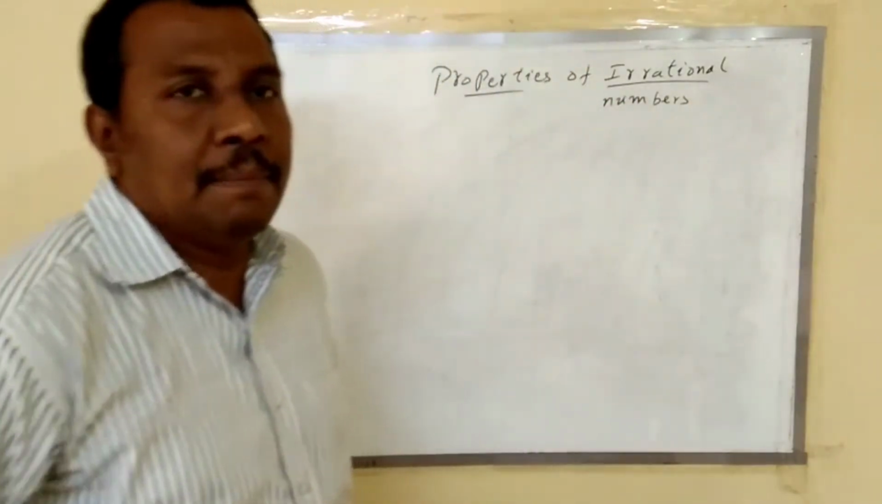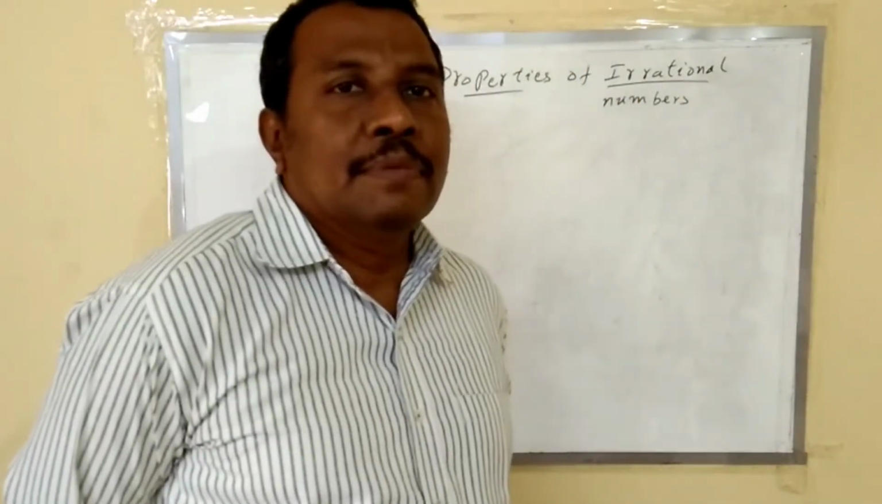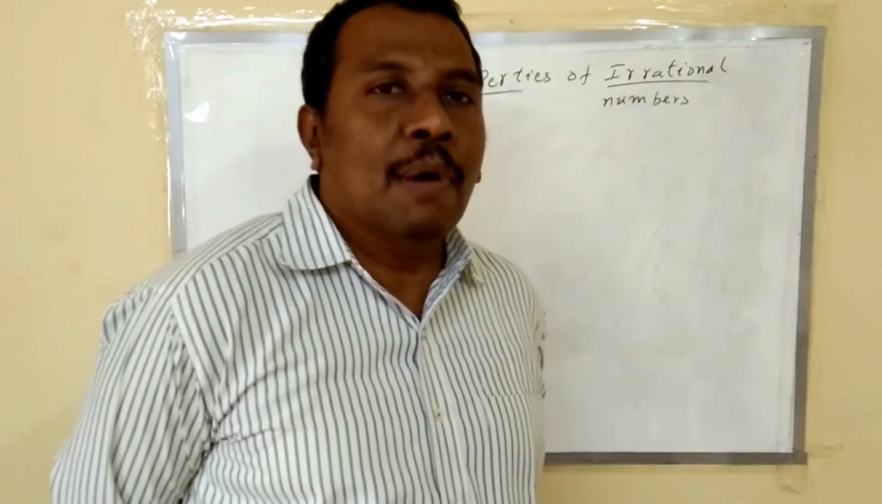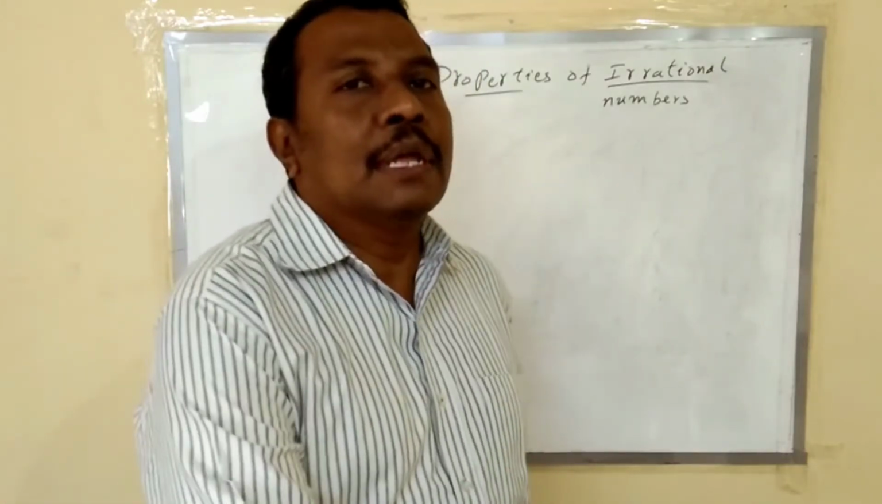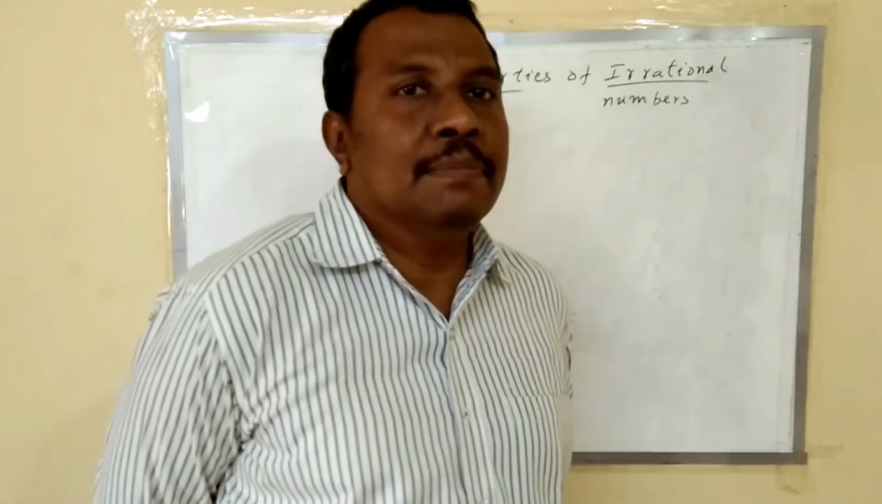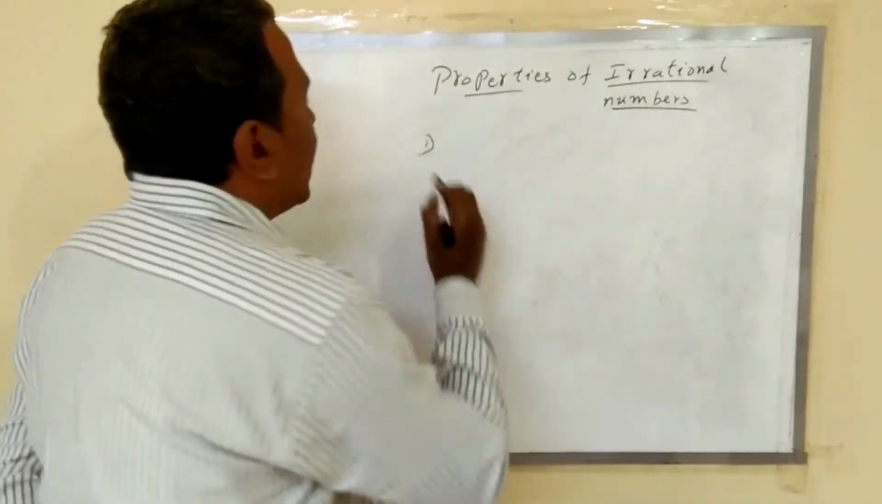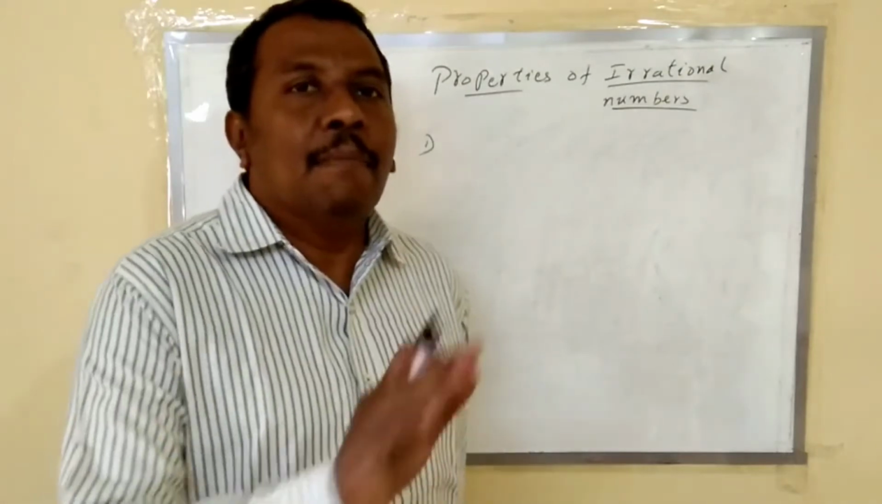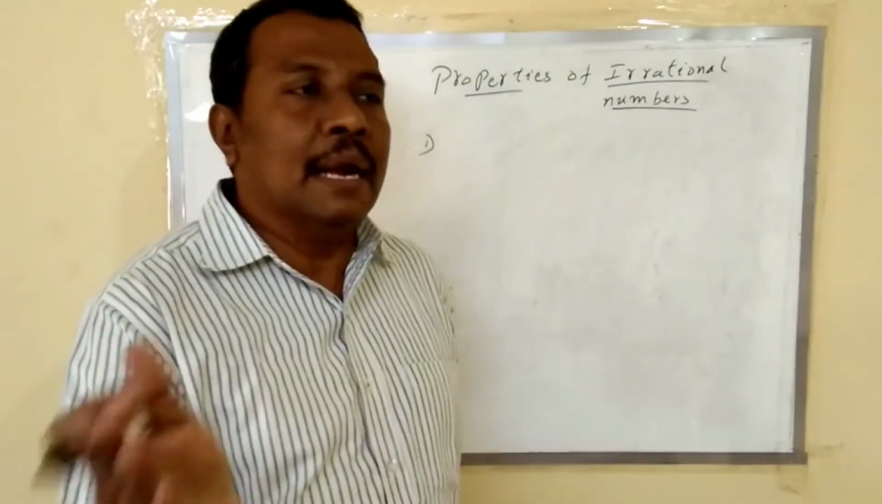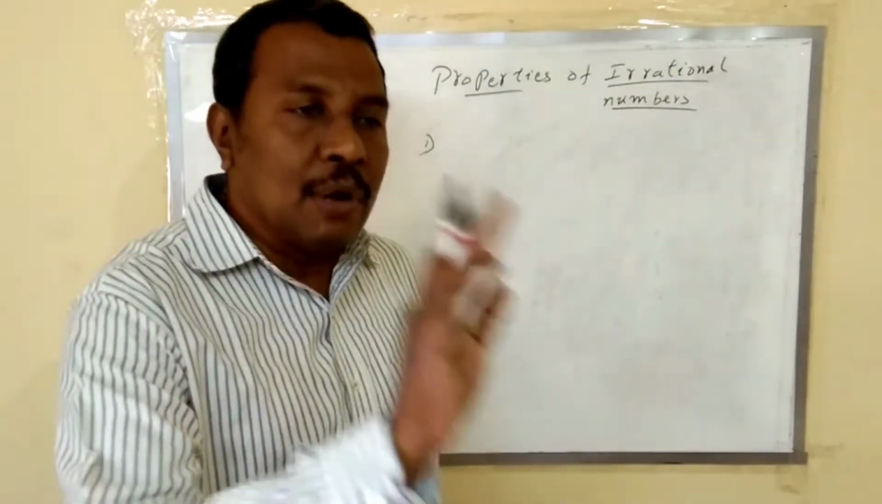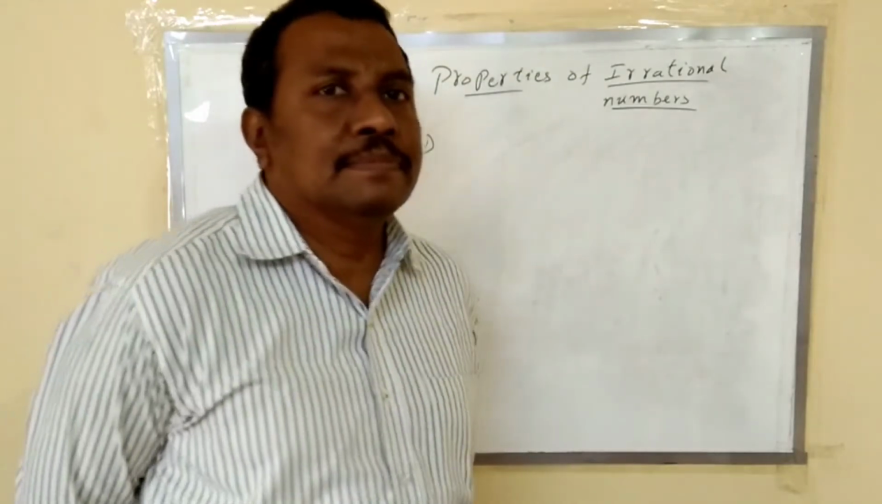What is an irrational number? A number which cannot be expressed in the form of p by q. I mean, a non-terminating, non-repeating decimal. Okay. Now the first property. What is the first property? The sum of a rational number and an irrational number is always an irrational number.